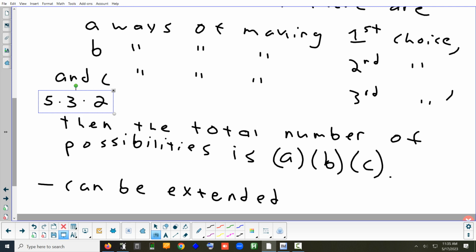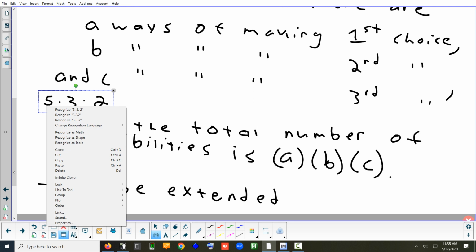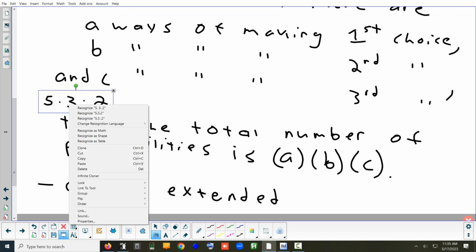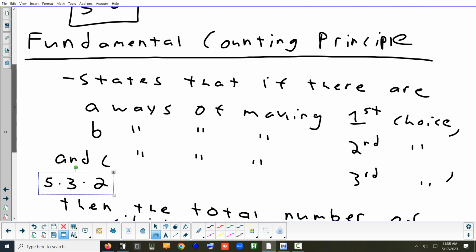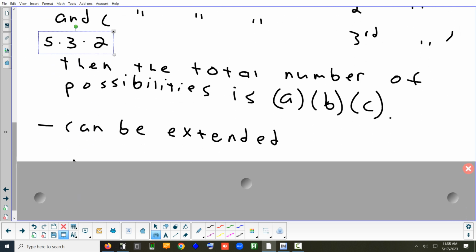Same idea can be extended to, sometimes you'll see with like food. Somebody had a choice of 5 different entrees, 3 different desserts, and 2 different beverages. How many different meals could they put together based on those different choices? It would be 30 different meal combinations you could make. And that's called the fundamental counting principle.